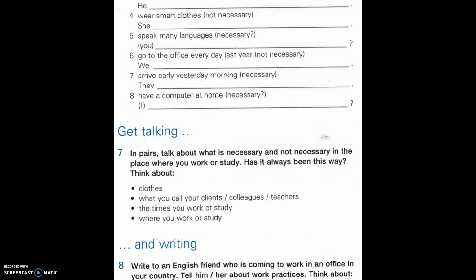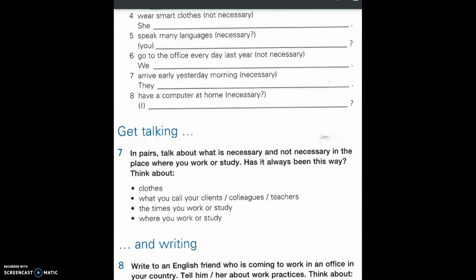So we want to get them talking now. There's a nice task here where they talk about what's necessary and not necessary in a place where they work or worked, or where they study or studied. Of course, they could talk about the present or the past.